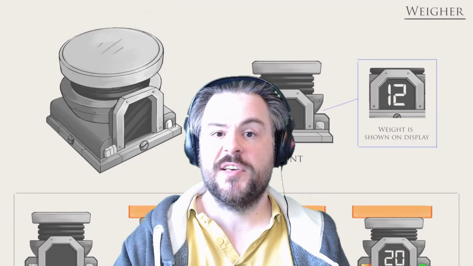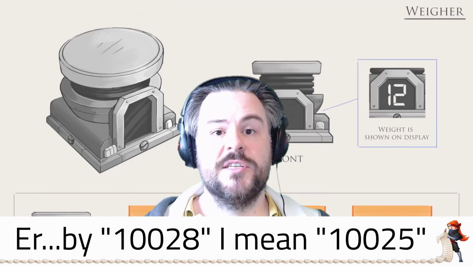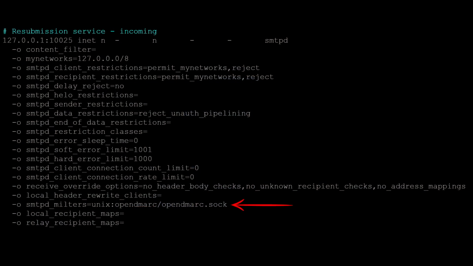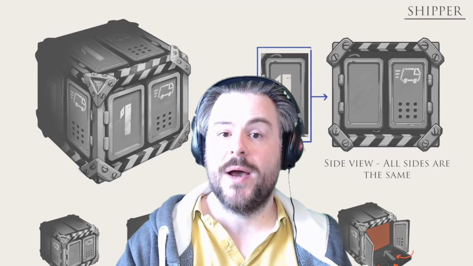So we now need to tell postfix about the mail filter, but only to use it on port 10028. So go back into master.cf. Put the socket in the smtpd_milters override on the 10025 resubmission port, like this. You also need to go to the receive override options line and remove the no_milters entry, otherwise smtpd_milters is going to be ignored. Okay, so restart OpenDMARC and postfix and you should be away.